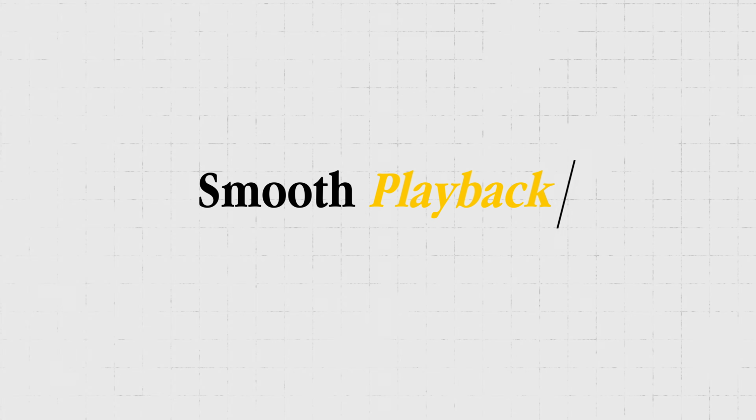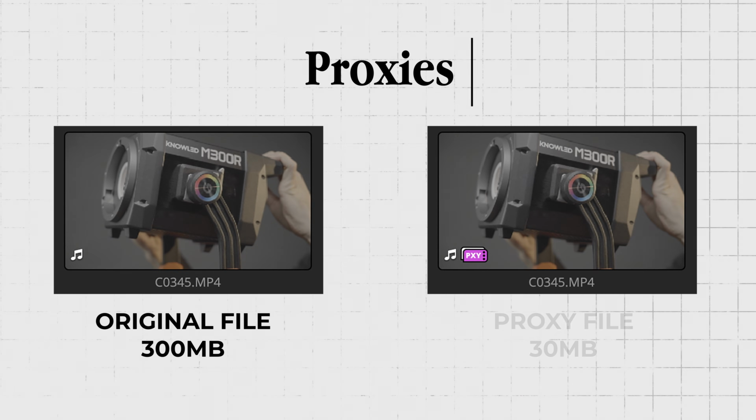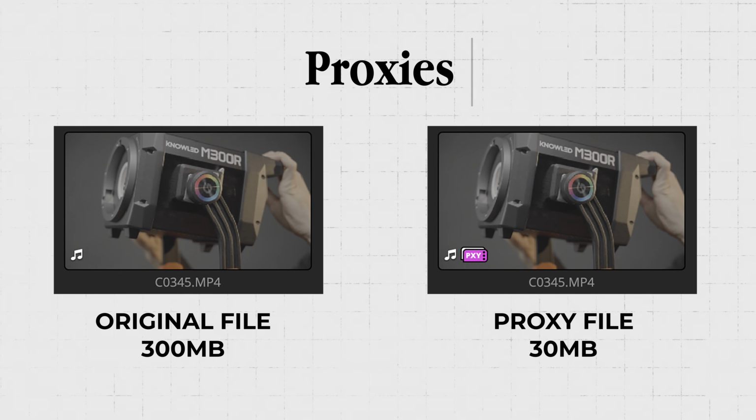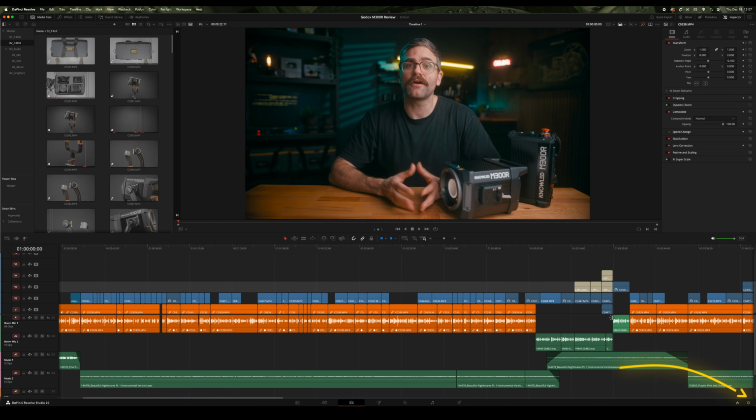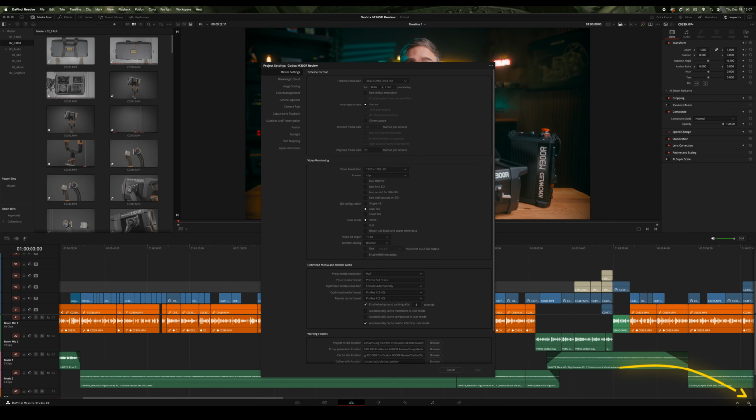Now, one thing that can seriously slow down your editing workflow is when DaVinci becomes a bit laggy and playback feels choppy. So here are a few ways to fix that. First off, you can use proxies. These are lightweight, low-resolution copies of your original media. Head over to your project settings by clicking the cogwheel at the bottom here.